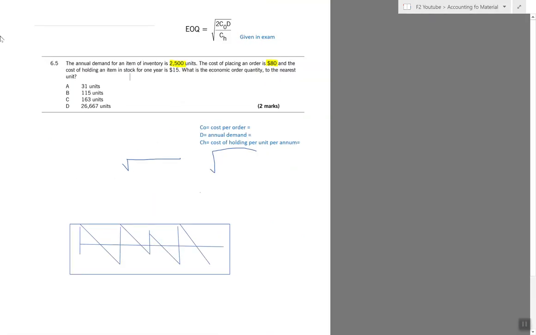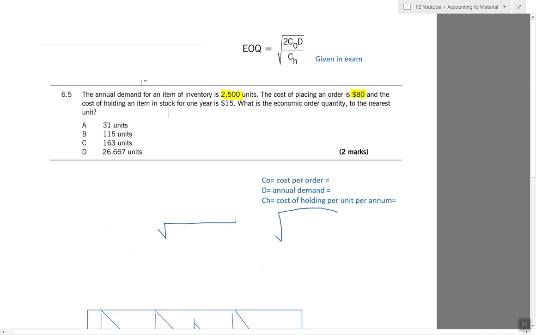And this formula is given to you in exam. This comes in other topics as well. It comes in F5 as well. It comes in F9 as well. Wherever it comes, the formula is always given. So you don't have to remember the formula. So economic order quantity, or EOQ, is the square root of 2COD divided by CH.